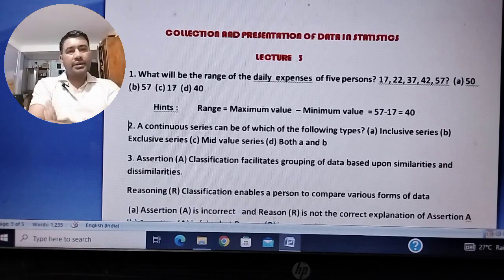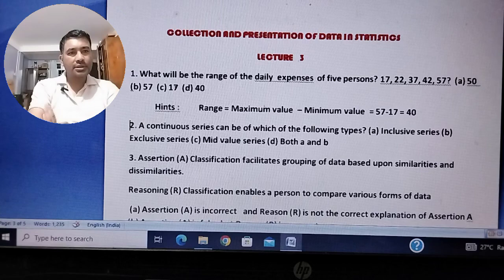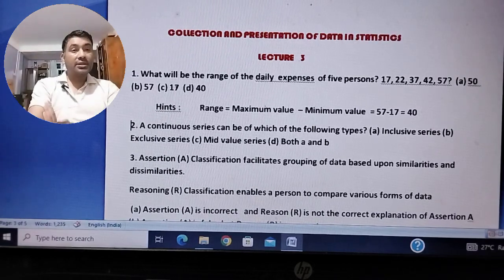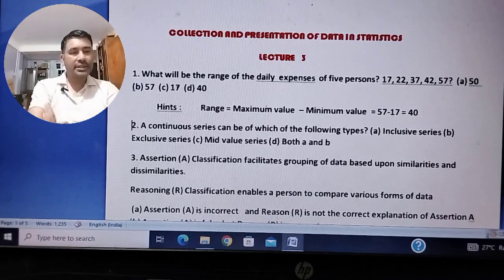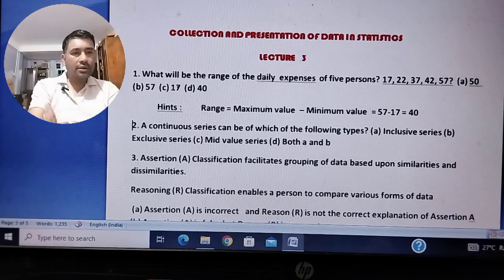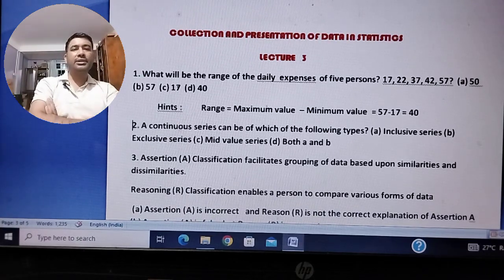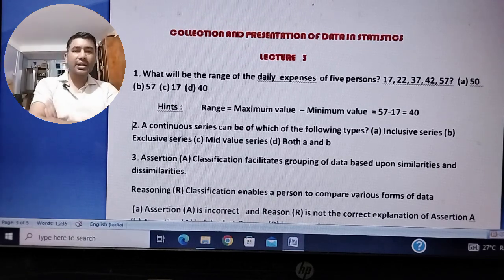This is my third lecture on collection and presentation of data, and it is the third as well as the last lecture on this topic. Tomorrow, I'll come with another topic of statistics, that is measures of central tendency. So, without wasting much time, let's get started.